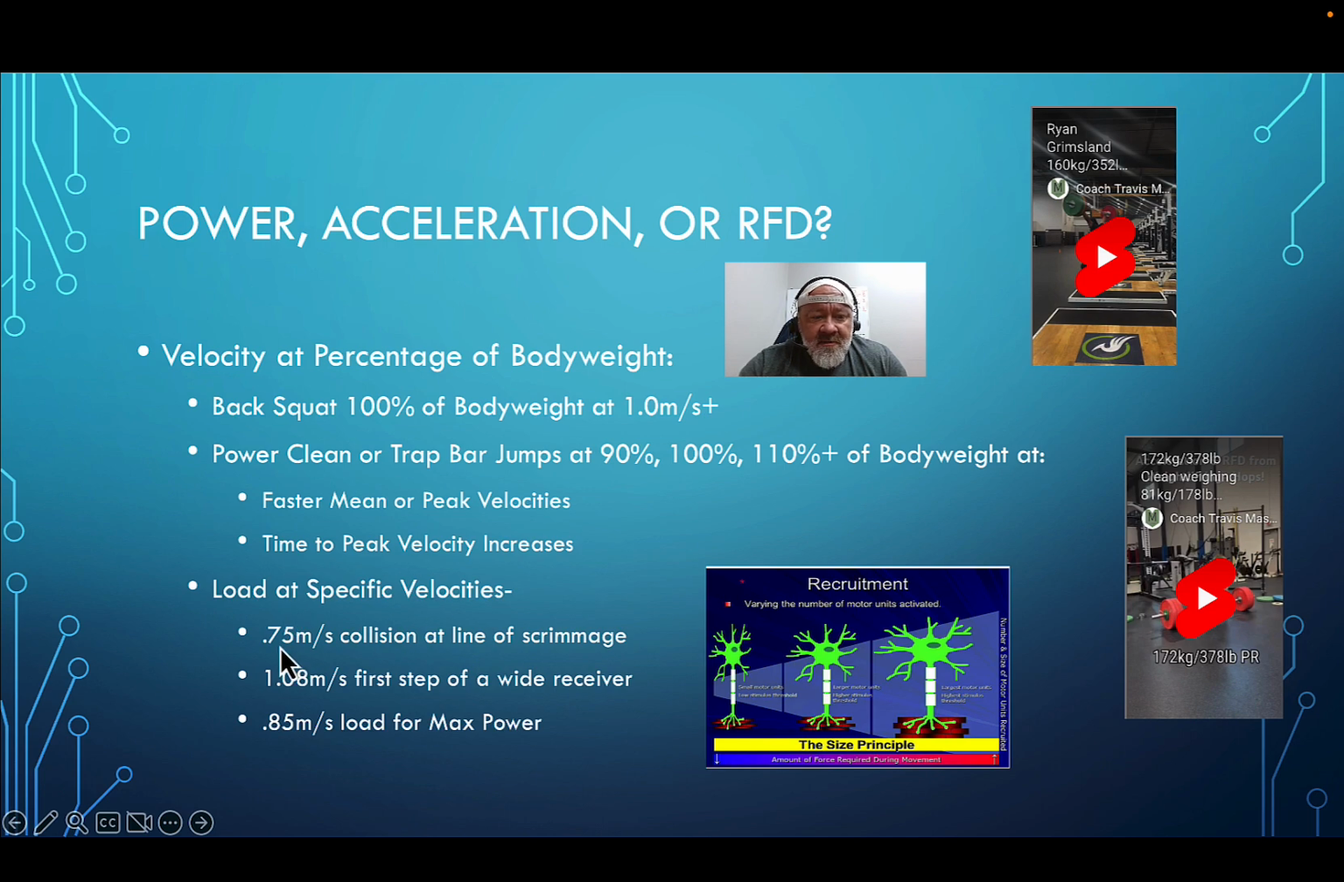Here are some examples. Say 0.75 meters per second is a collision that happens at the line of scrimmage in football. So, using more and more of a load at 0.75, or using a higher load at 1.08 meters per second, which is the first step of a wide receiver, or 0.85 meters per second is the load at which you want maximum power to happen. It's something that you can also use on the field of play. So, here are some examples.